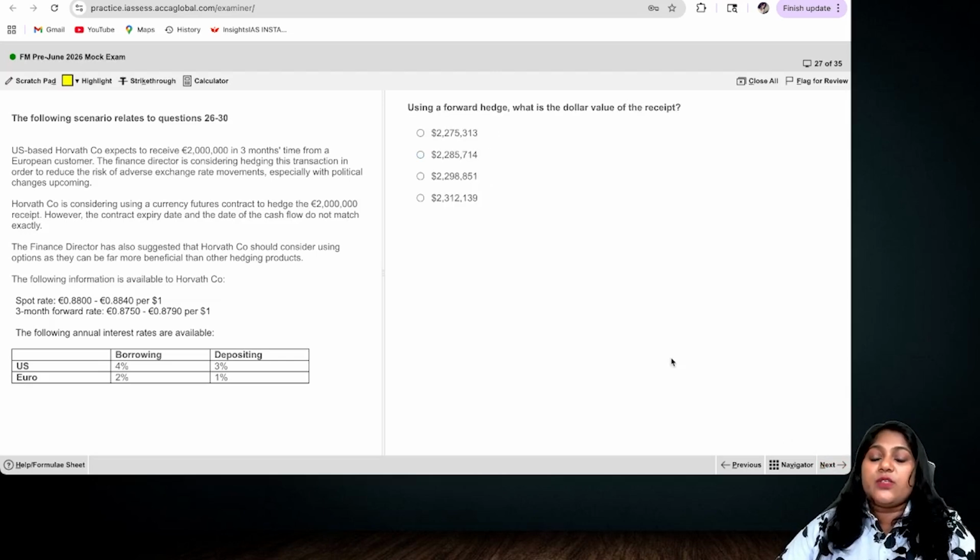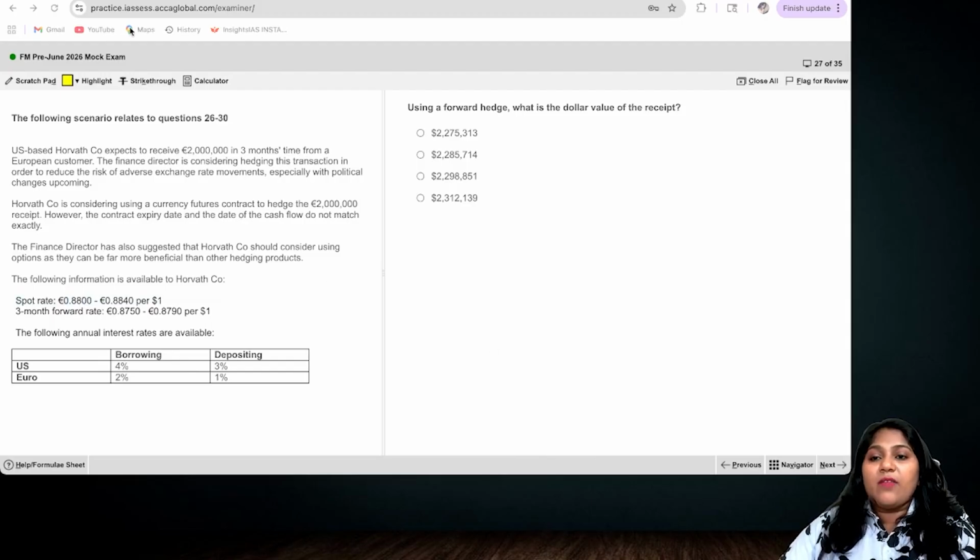Harvard company is considering using a currency future contract to hedge a 2 million receipt. However, the contract expiry date and the date of the cash flows do not match exactly. And we've also suggested considering using options as they can be far more beneficial than the other hedging products. The following information is given with the forward rate. So they're asking, if you have to go with the forward hedge, what is the dollar value of the receipt? Guys, do I have to take the highest value or lowest value here? They have given the spot rate, but don't use the spot rate. The 3 months forward rate is what you have to use, guys.